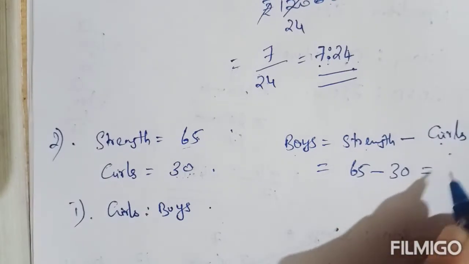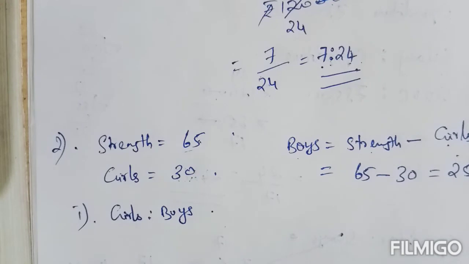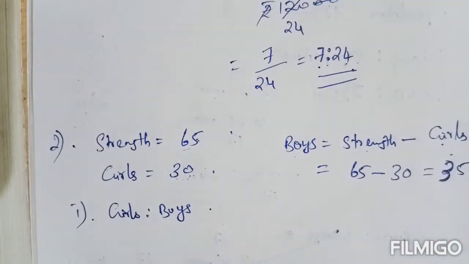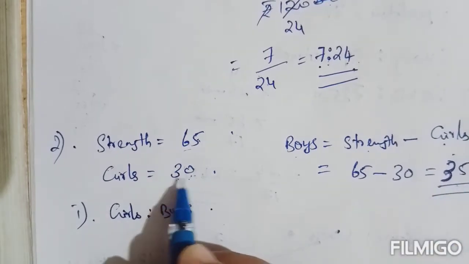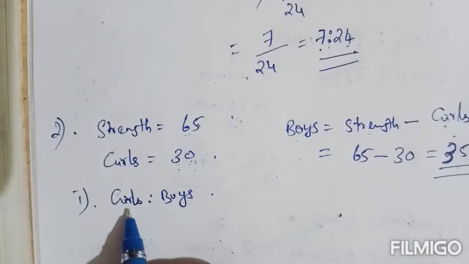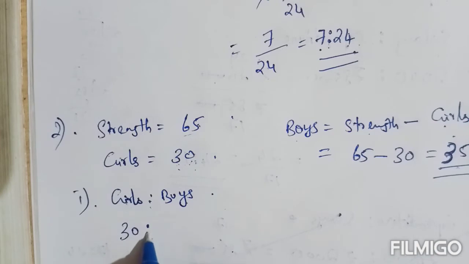65 minus 30, it is 25. Sorry, 35. Okay, so the number of boys is 35 and the number of girls is 30. Now you have to find the ratio of girls to boys. So the number of girls is 30 and the number of boys is 35.